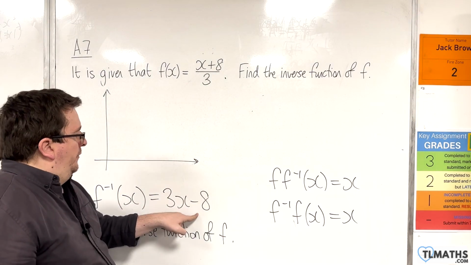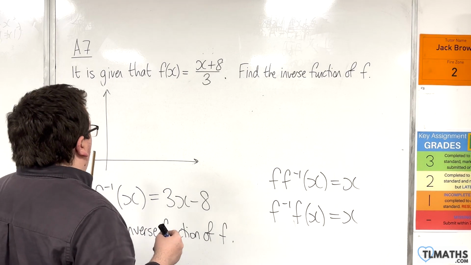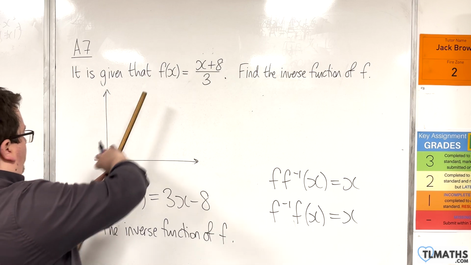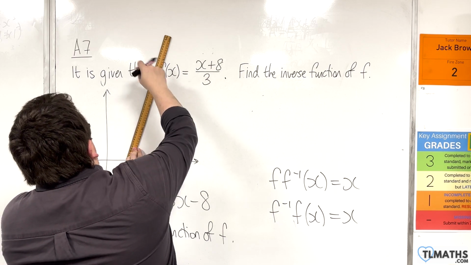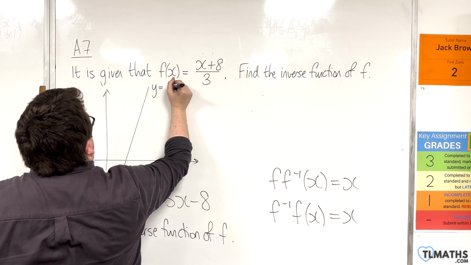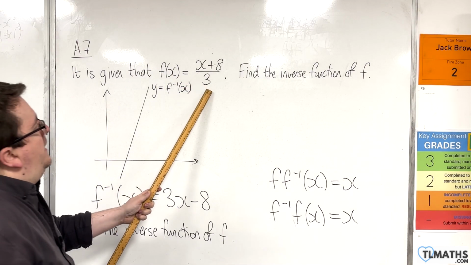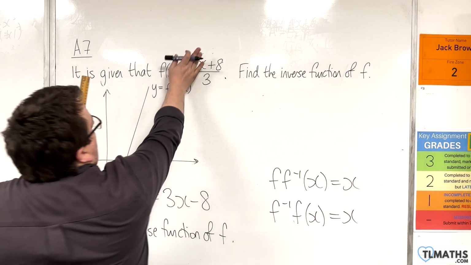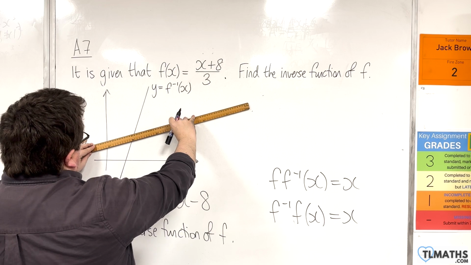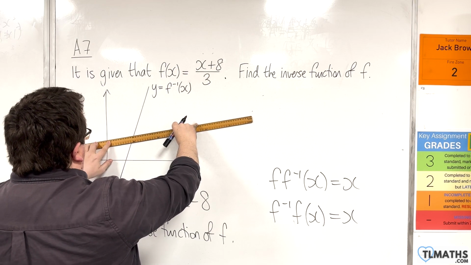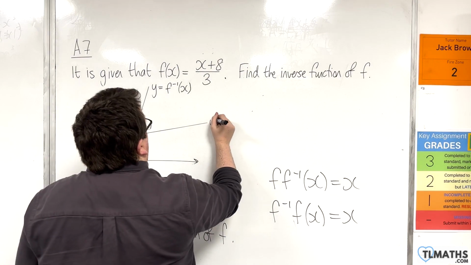Now, y equals 3x take away 8. Let's draw that one first. I'm just going to get my ruler. So y equals 3x take away 8. Minus 8 is somewhere down here. It's going to be quite steep as well, so it's going to do something like this. So this is y equals the inverse function of f, that line there. And then you've got this one over here. That's crossing through 8 over 3 on the y-axis, and it's got a gradient of 1/3, so it's quite shallow. Something maybe like this. So this is y equals f of x.